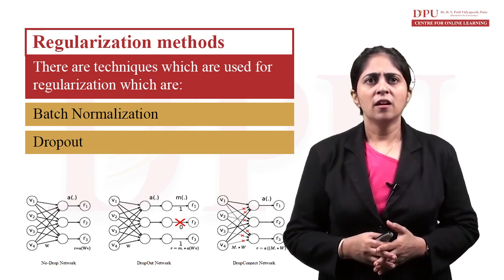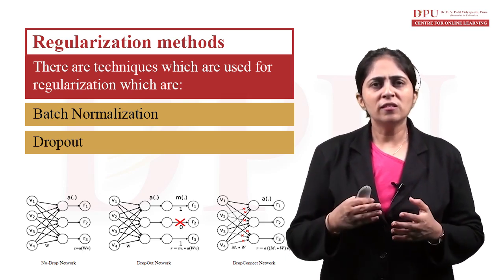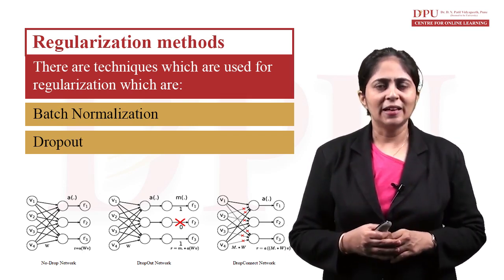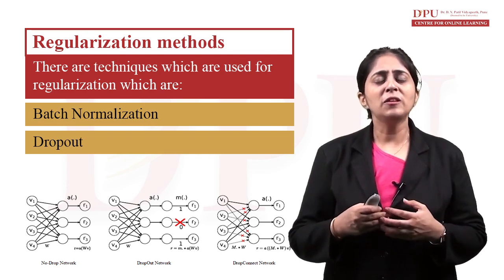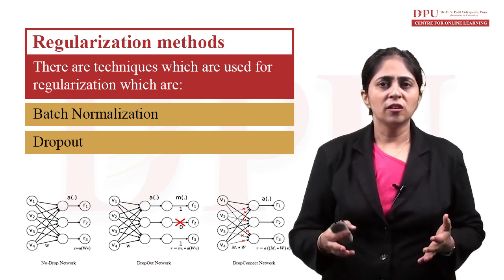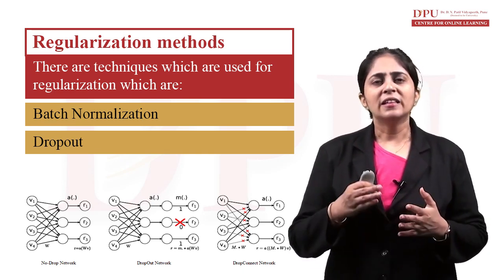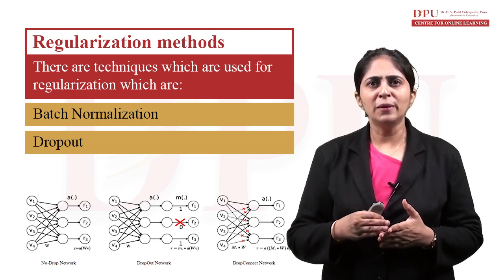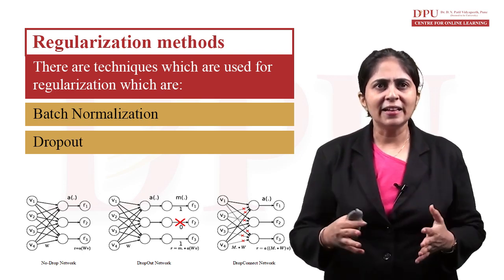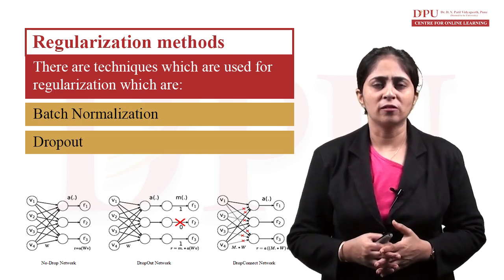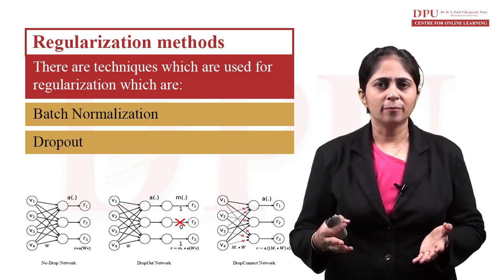During training, some number of layer outputs are dropped out with a certain probability P. If we have a certain probability P which we want to change, in that case we drop out certain nodes. This has the effect of making the layer look like, and be treated like, a layer with a different number of nodes and connectivity to the prior layer.